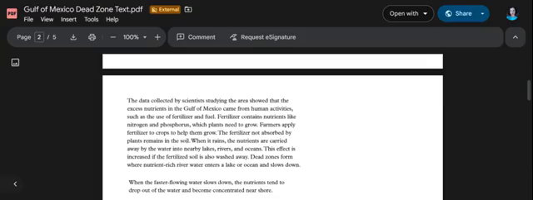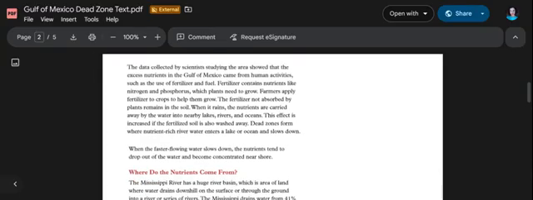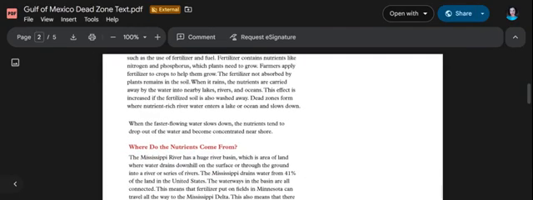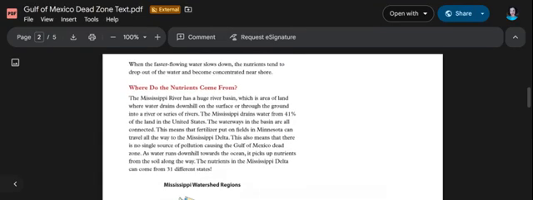Dead zones form where nutrient-rich water enters a lake or ocean and slows down. When the fast-flowing water slows down, the nutrients tend to drop out of the water and become concentrated near the shore.